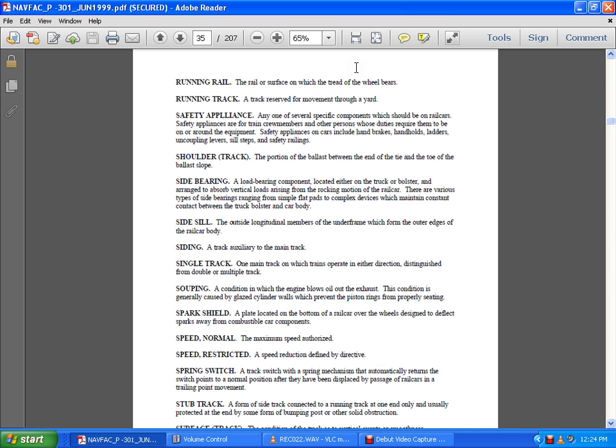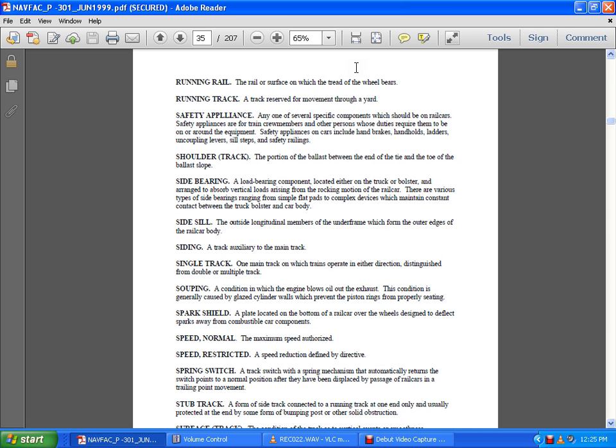Shoulders: the portion of the ballast between the end of the tie and the toe of the ballast. Side bearing: the load-bearing component located on the truck bolster that helps absorb vertical and horizontal motion of the truck and the railway car, with various types ranging from flat pads to complex devices, maintaining constant contact with the structure of the car body. Sill, the side: outside members of the underframe at the under edges of the railway car.